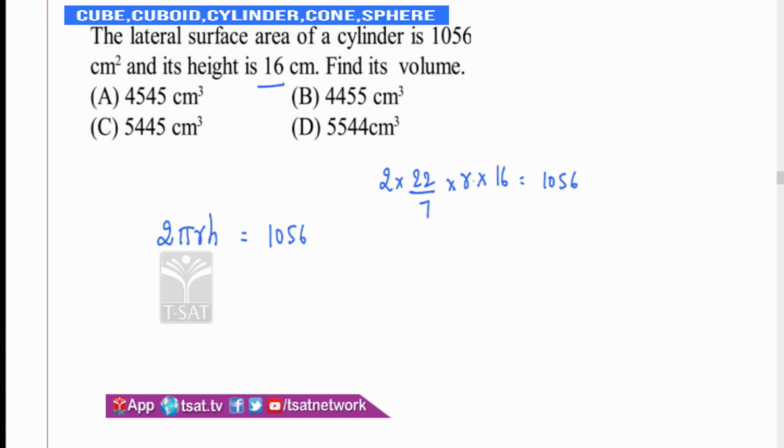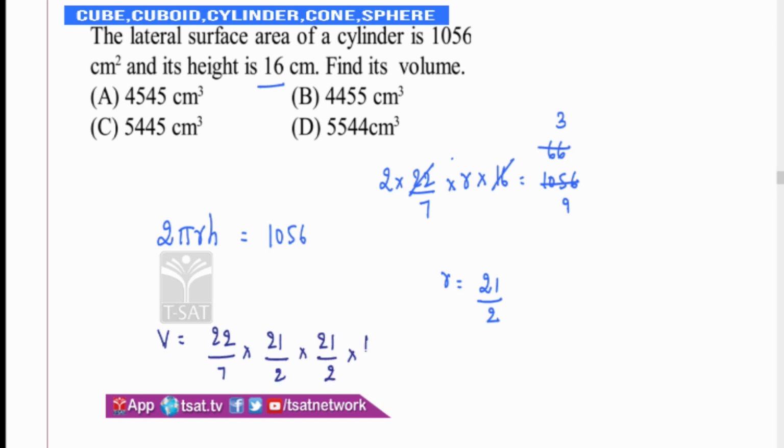So 11 table or 16 table, you can cancel. We can say 16 sixes are 96. So again 9 is left, 6 are... 22 ones are 22, 22 threes are 66. Radius is equal to 21 by 2. If radius is 21 by 2, then what is the volume? Volume is 22 by 7, r square, which is 21 by 2 into 21 by 2, height is 16.